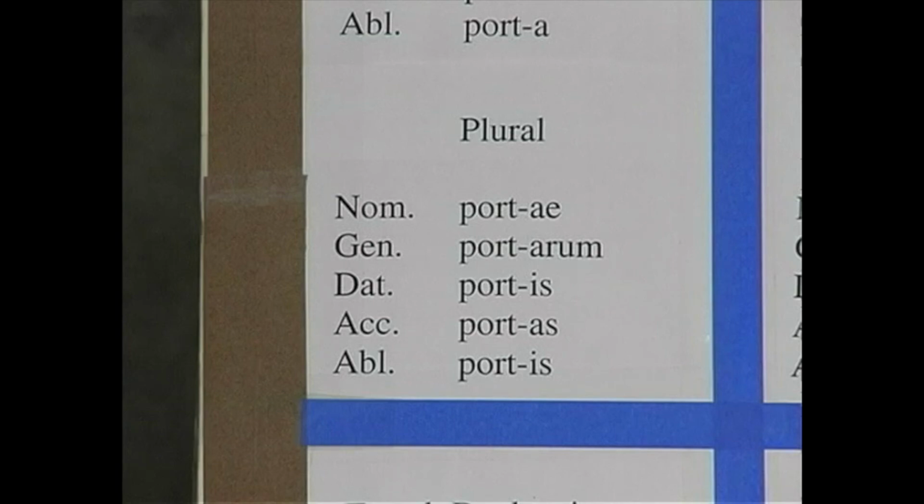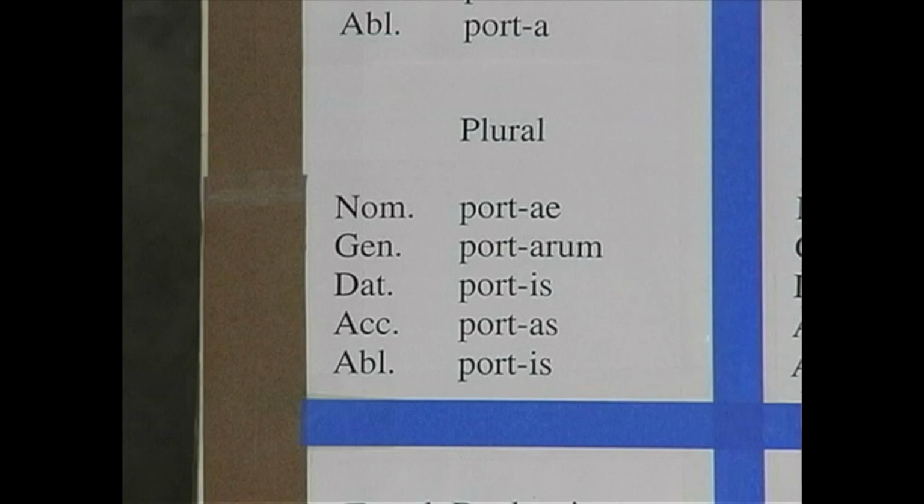Dative, portis, to or for the gates. Accusative, portas, the gates as the direct object. And ablative plural, portis, by, with, or from the gates.